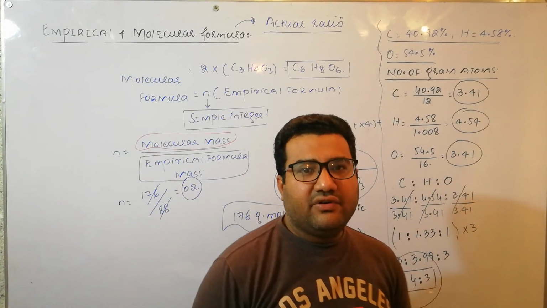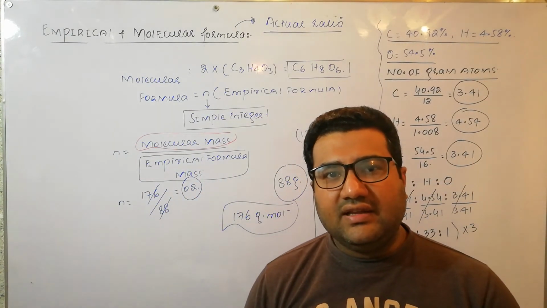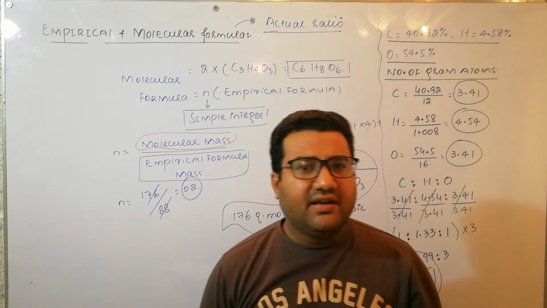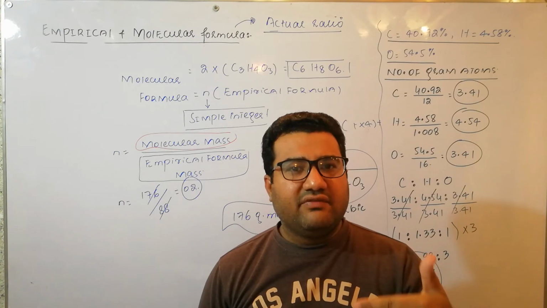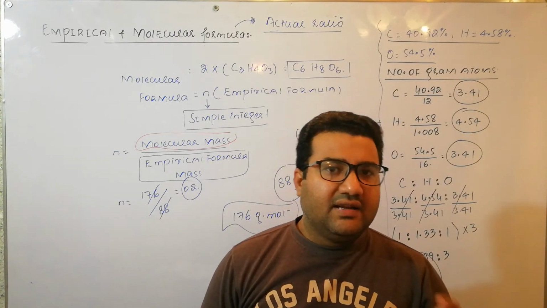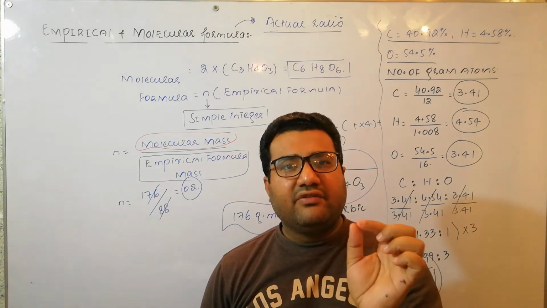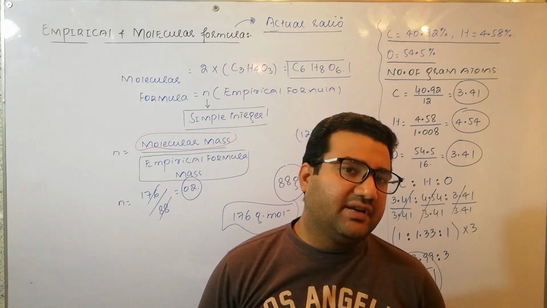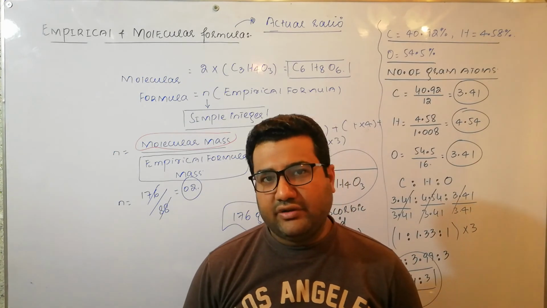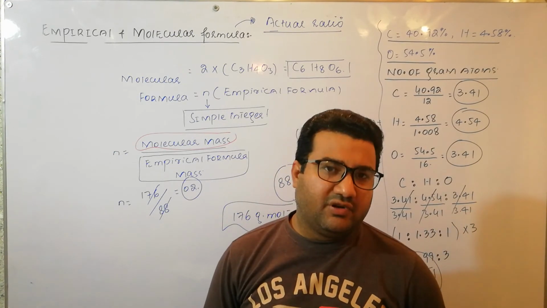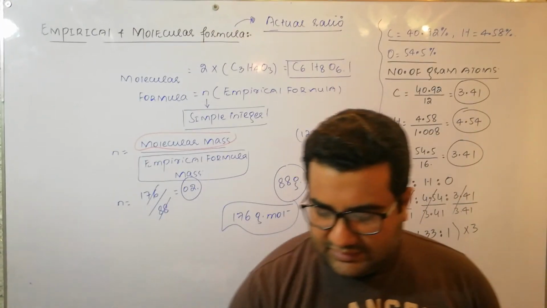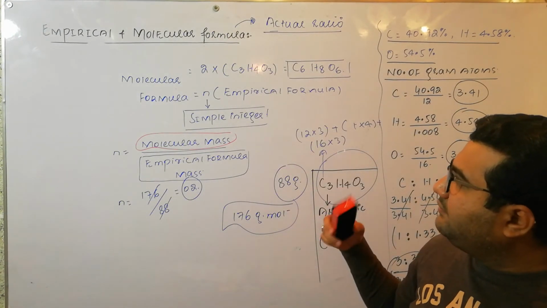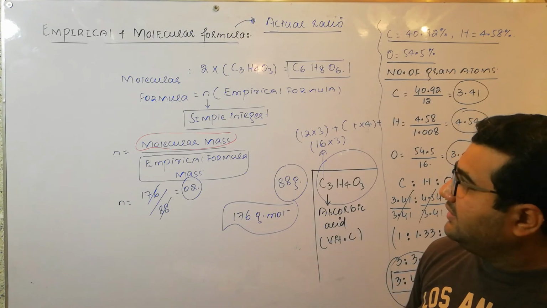So first of all, we will calculate the empirical formula. Then the molecular mass is already calculated by using some technique, and when we solve the numerical, it will be given. After finding the empirical formula, we will find the value of N, and then we will multiply this value of N with the empirical formula, and we will get the molecular formula, which is the actual formula of a compound. So this was an example of how to calculate the empirical and molecular formula of any compound.